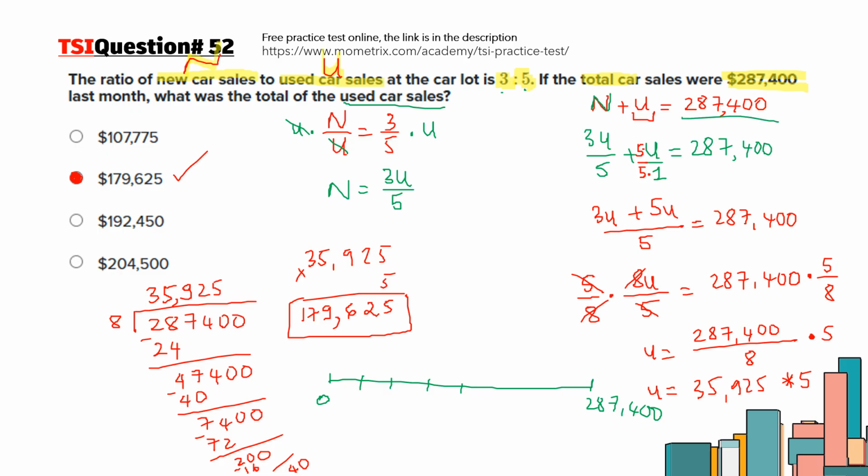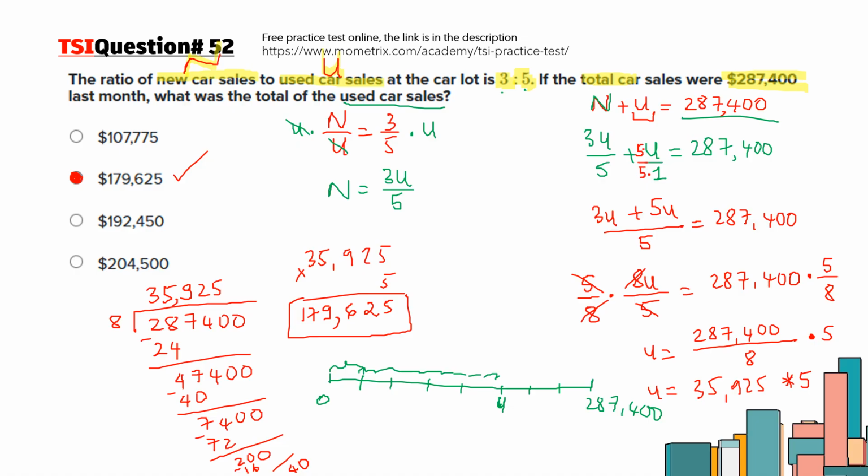Okay, 3 add 5, you got 8. So that's why you have 287,400 divided by 8. So you calculate one piece like this, then you multiply by 5 to see the used car. The used car takes up this much. Okay, that 5 parts.